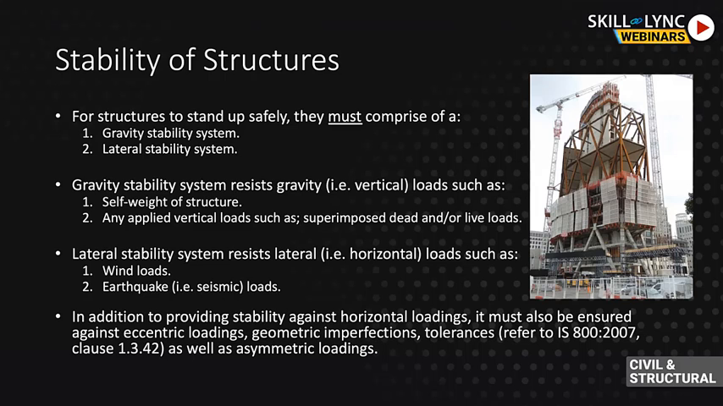Geometric imperfections. As you know, there isn't any member, as far as I'm aware, that is perfectly straight. You will always have some kind of imperfections, whether these are fabrication imperfections or residual stresses, and these usually will also result in horizontal forces that you need to consider when you design your lateral stability system. Tolerances. When you erect your building on site, you would always expect some, for example, out of verticality tolerances. These will also result in horizontal forces to be resisted by your lateral stability system. And lastly, asymmetric loading, so a much higher load on one side in comparison to the other.